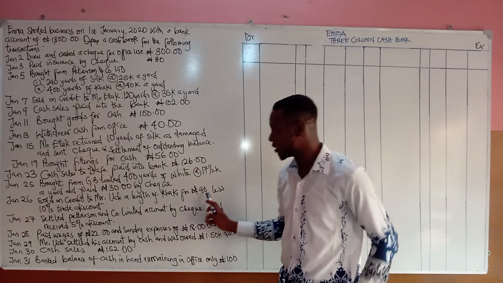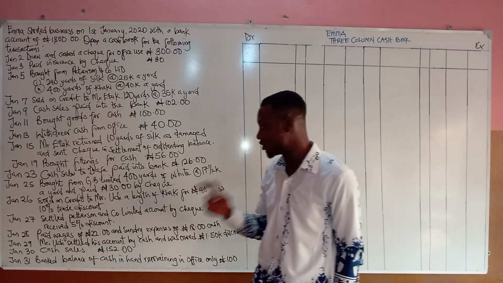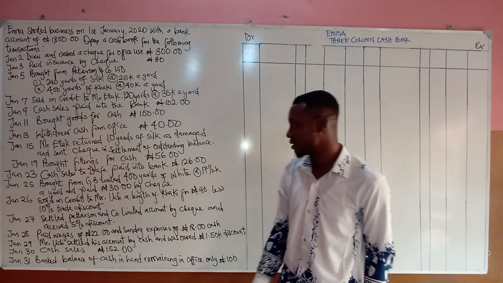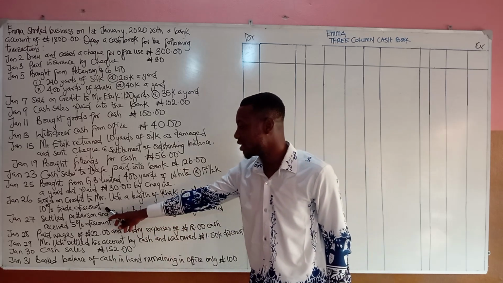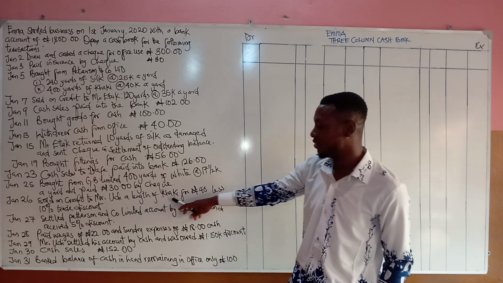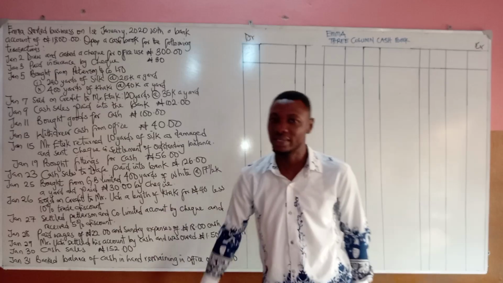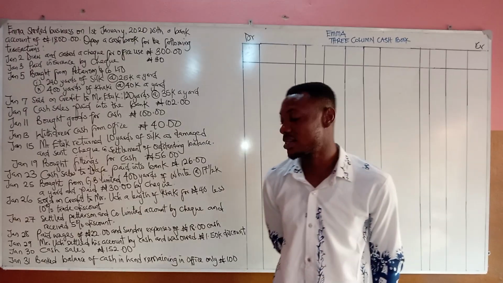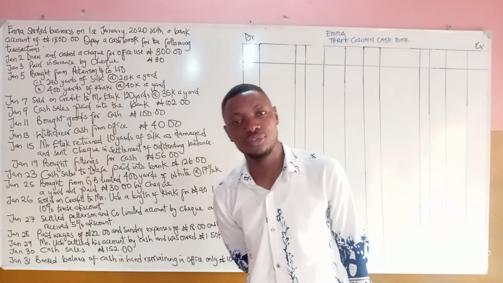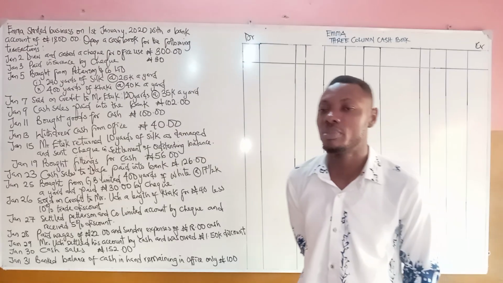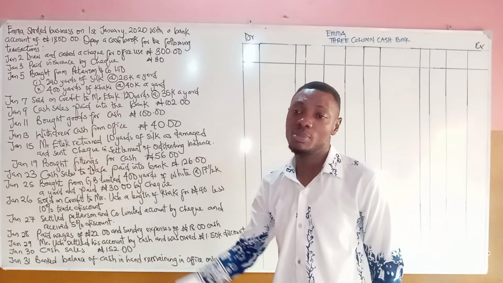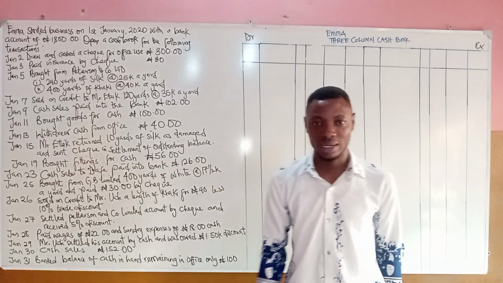Now look at this question. There's something interesting. January 26, it said, sold on credit to Mr. Udi a length of khaki for 40 naira less 10% trade discount. Now, seeing trade discount there means that I'm opening a 3-column cash book, because I must make provisions for what? I must make provisions for discount.